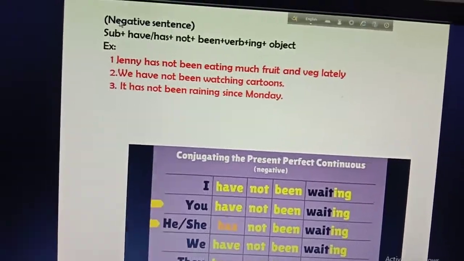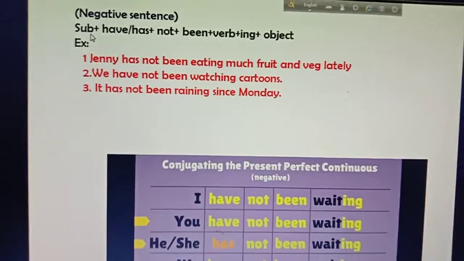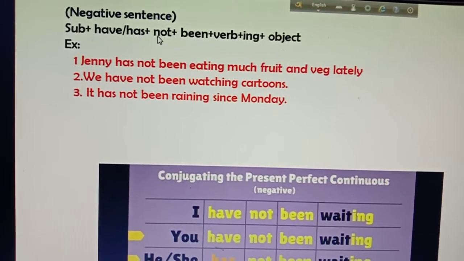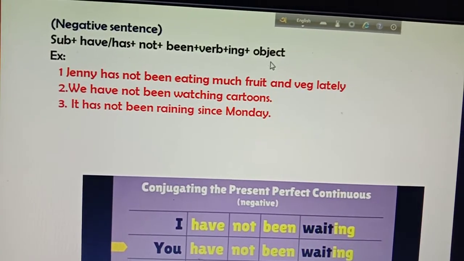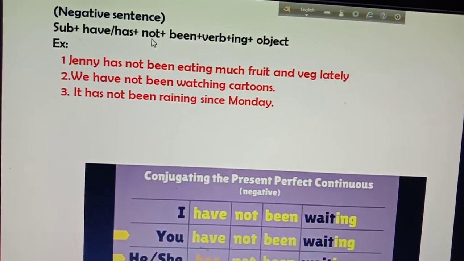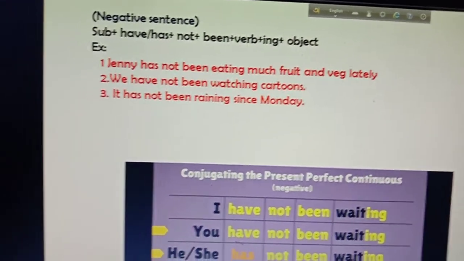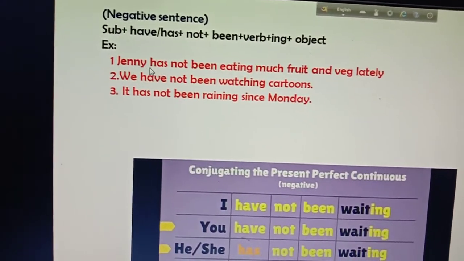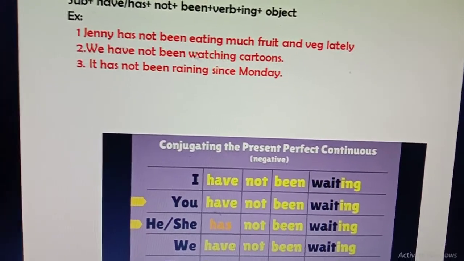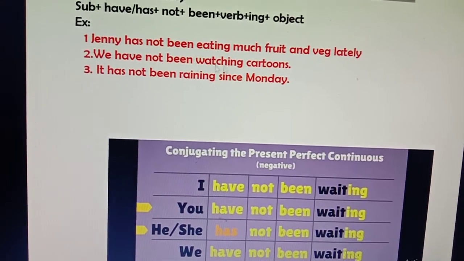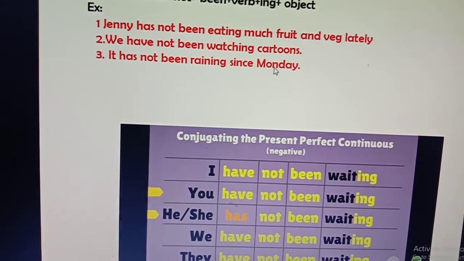Then in negative sentence you can see that the structure is subject plus have or has plus not plus been plus verb plus ing plus object. So the difference is only not. Okay, if the sentence is negative, you have to bring not here. The examples are: Jenny has not been eating much fruit and veg lately. Number 2, we have not been watching cartoons. Number 3, it has not been raining since Monday.